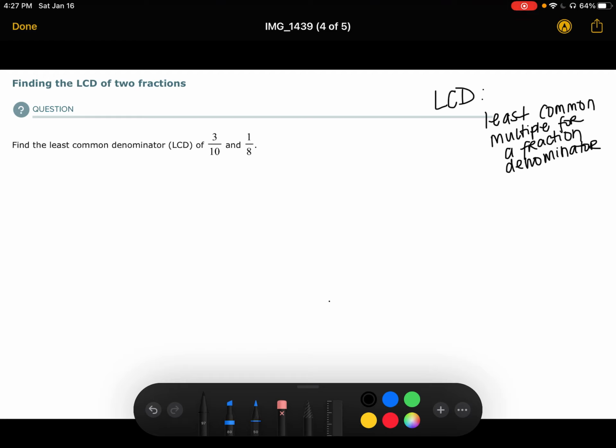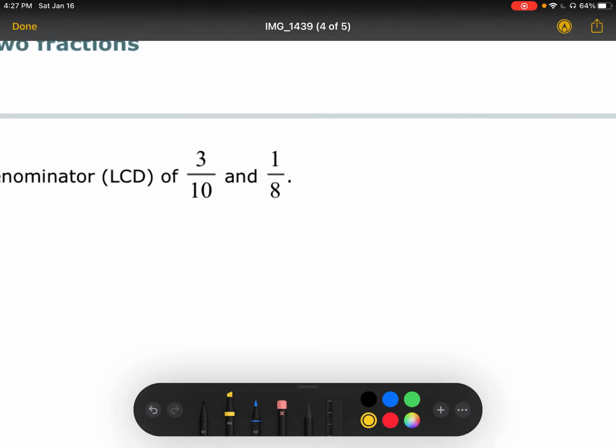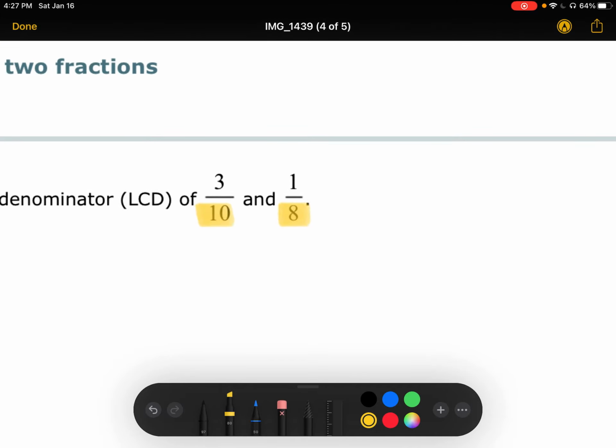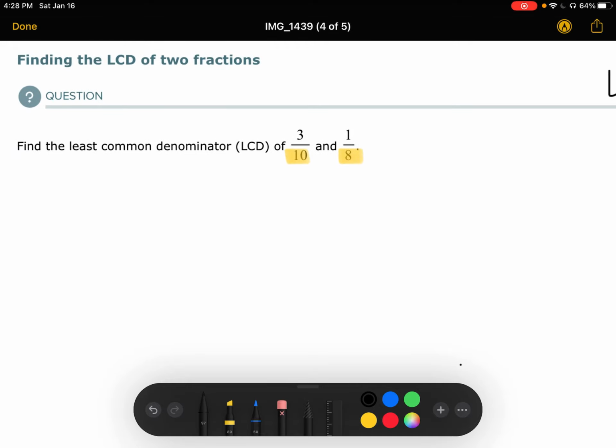So I'm going to start with the numbers that you're going to have to look at. Remember, denominator is at the bottom, numerator is on the top. So we don't even need to worry about the numerator. You only need to worry about the denominator. So my two numbers on the bottom are 10 and 8. Those are my two denominators, and I'm going to write out 10, and I'm going to write out 8.